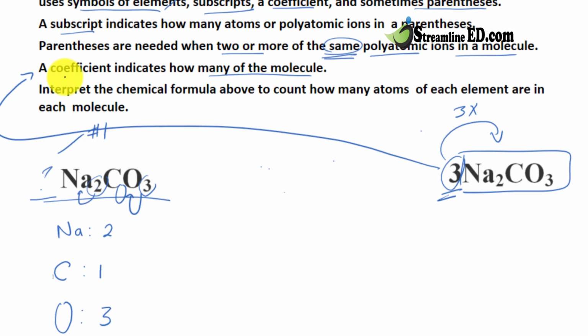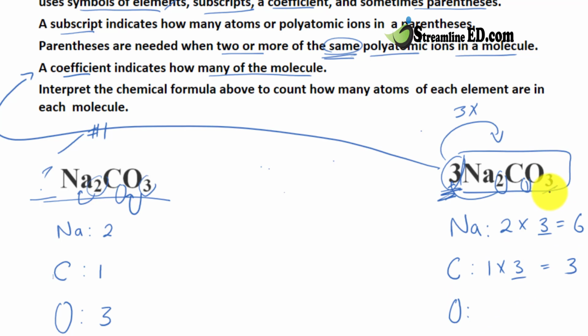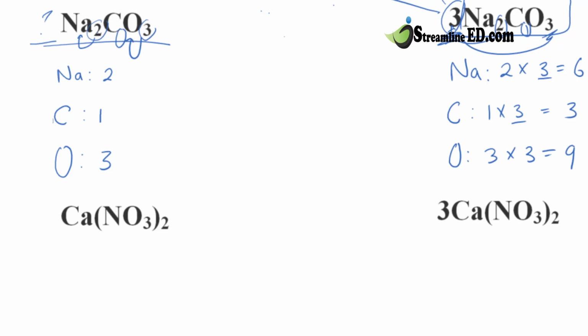Now let's look at how these numbers are changed when we have 3 of it. This is the coefficient right here. Well, we know that for Na, each one we have 2, right? So 2 times 3 equals what? 2 times 3 gives you 6. And then for carbon, we have 1 right there because there's nothing there. There's no subscript, so we know it's 1 times 3. So again, this 3 is coming from here. Gives us 3 carbon. For oxygen, we have 3 right there. 3 times 3 gives us what? Well, 3 times 3 gives us 9. And that's how the coefficient tells you the multiple of how many of that molecule.